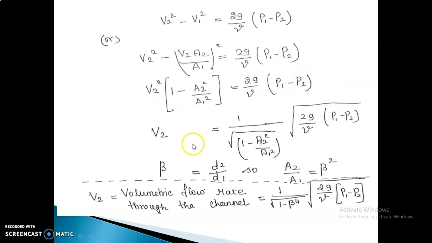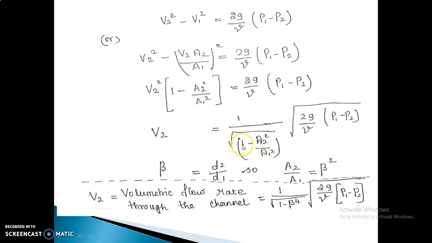Out of this expression, I can get the volumetric flow rate, that is my velocity V, which is nothing but 1 divided by root of 1 minus A2 squared by A1 squared, after substituting the value of A1 V1 equal to A2 V2, times root of 2G by gamma of P1 minus P2. So here A is an area.